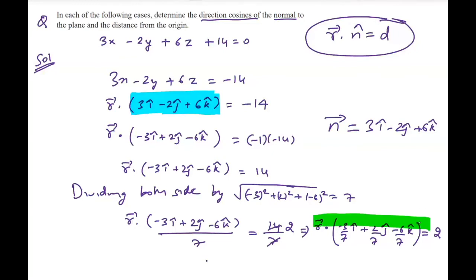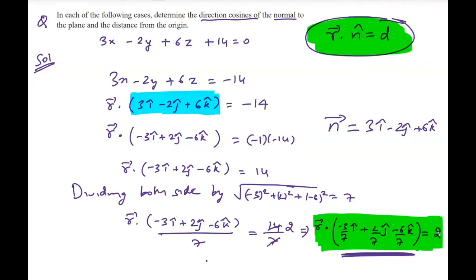So this is written in this form, because you can see this is n cap, nothing but a unit vector along the normal vector. Now you can compare: this is n cap and this is d. Is it clear to everyone? So n cap is nothing but -3 by 7 i cap plus 2 by 7 j cap minus 6 by 7 k cap, and d is nothing but 2.